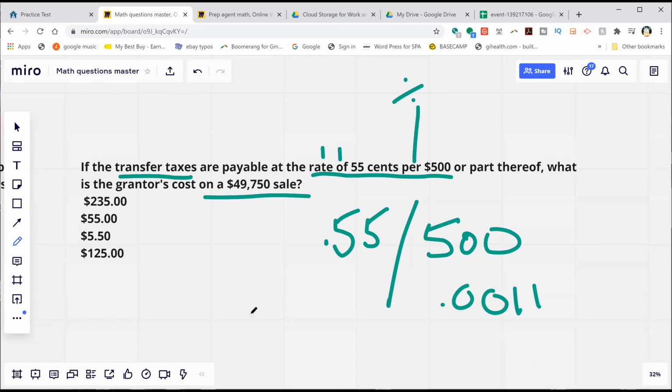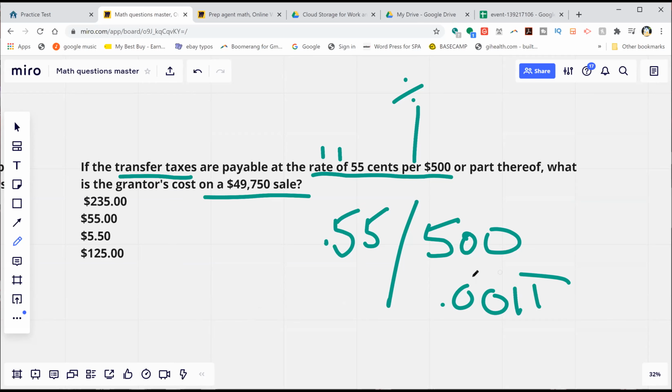For you guys getting 11, understand this: you did 55 divided by 500, okay? And here's the trick, because this question gives you another trick. It said 55 cents. It didn't say 0.55, but when they say 55 cents, they mean 0.55. So understand that. Carefully read your questions, please, because that's the difference between you getting one number and another number, okay? So we have 0.0011 as our tax rate.